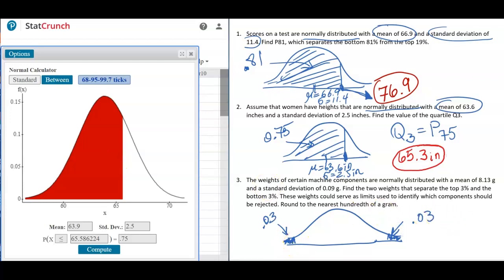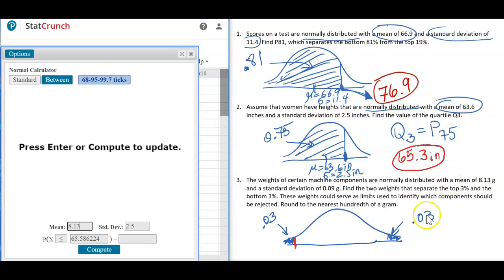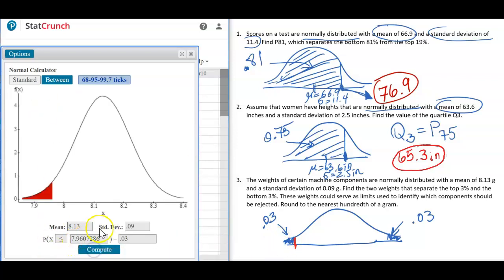Let's first find the value that separates the bottom 3%. In StatCrunch, we change the mean to 8.13, standard deviation 0.09. The direction for the probability is to the left of the z-score. Leave this box blank. The area to the left is 0.03, and the value is 7.96 grams.